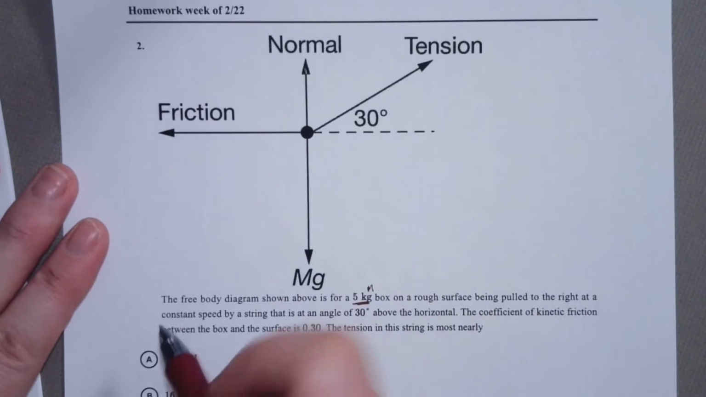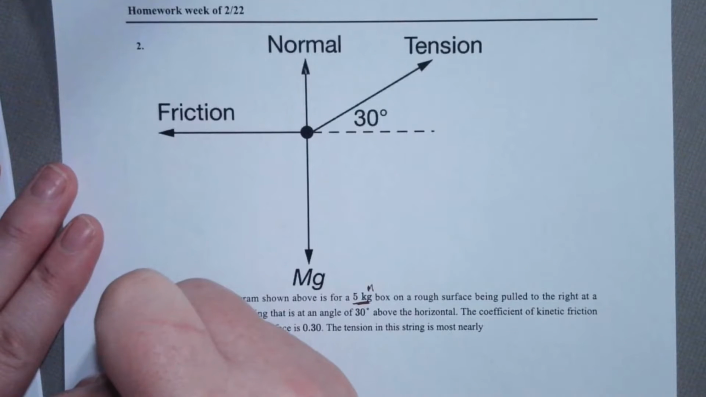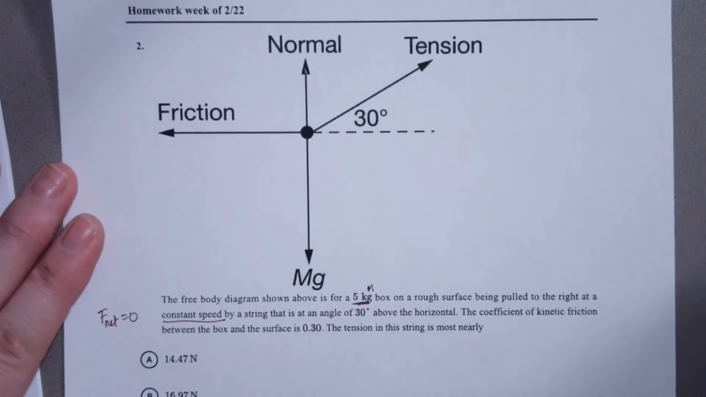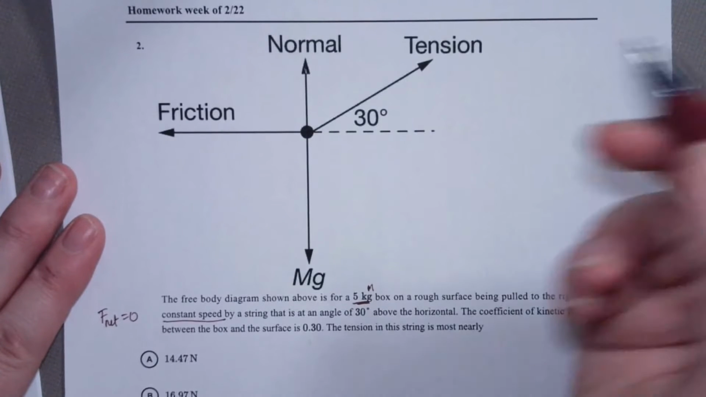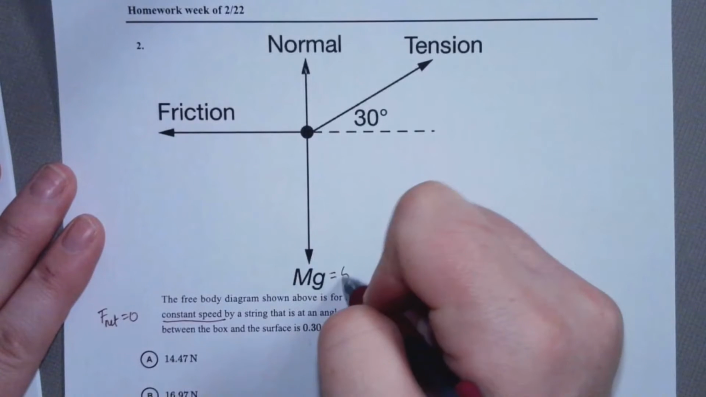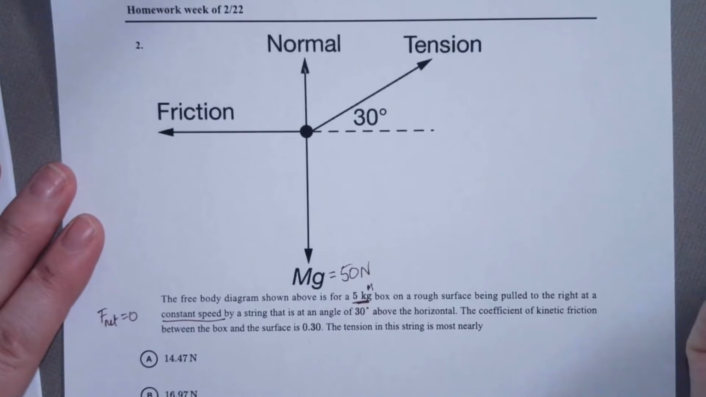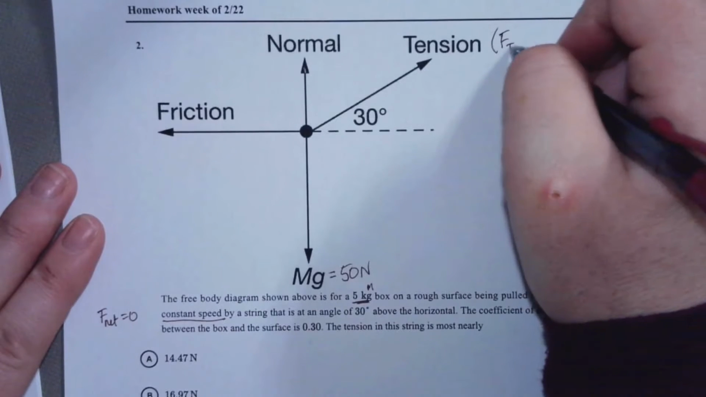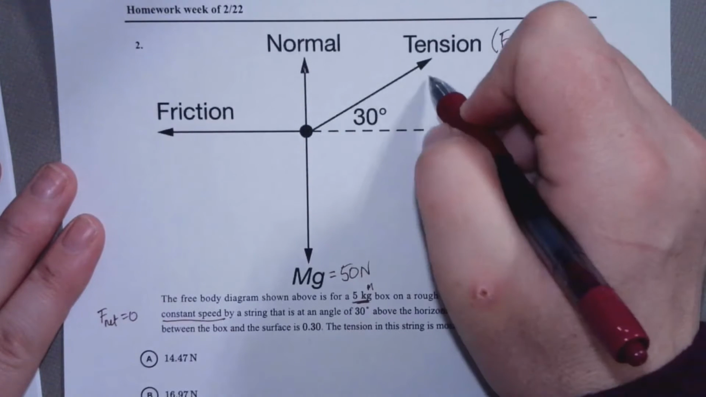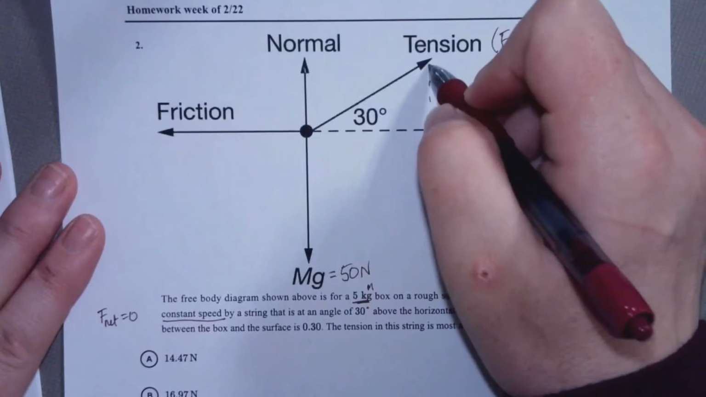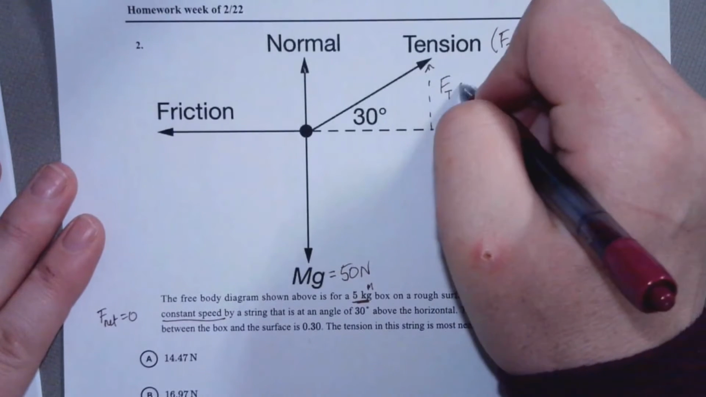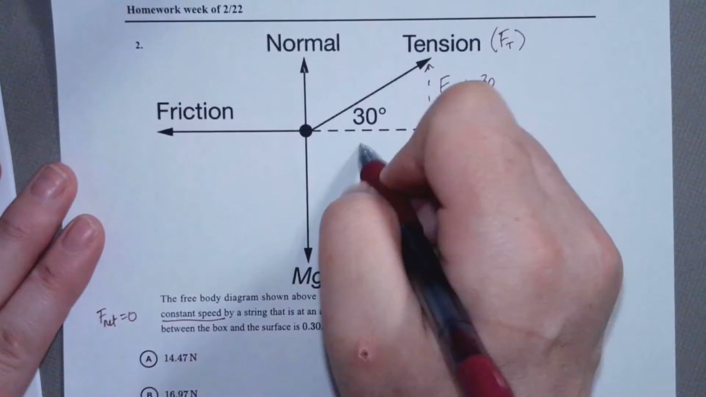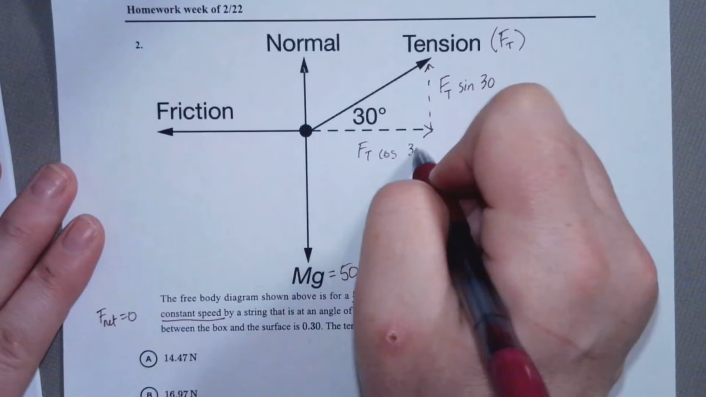So here we go, constant speed, F net equals 0. And what we know about that is that the forces are balanced. So let's take a look at these forces. First of all, we know mg down here is going to be 50 newtons, because that's 5 times 10. And we're going to call tension Ft, force of tension. And we're going to divide it down into its components. So this is going to be Ft sine 30. And the horizontal part of it is going to be Ft cosine 30.